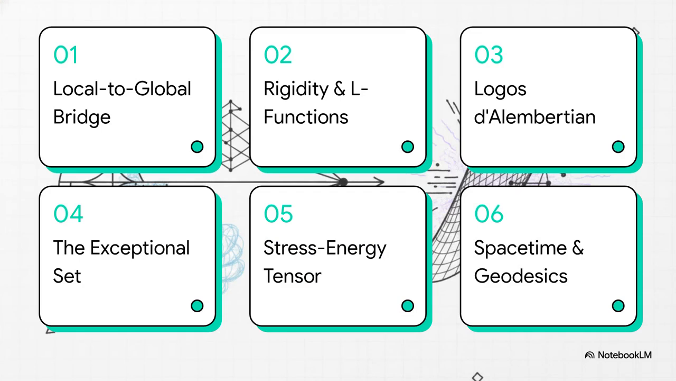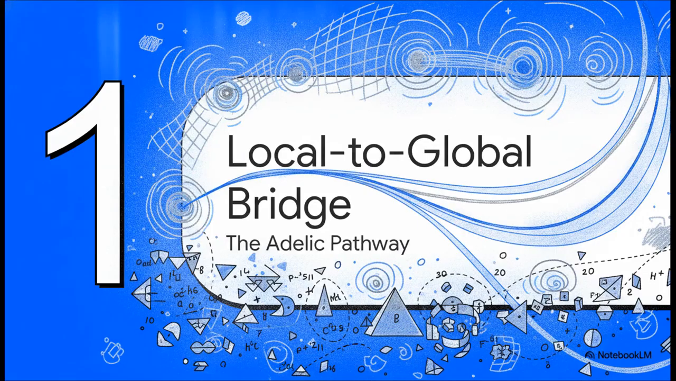Okay, so here's our roadmap for today. We'll be moving through 6 key sections, zooming all the way out from microscopic, local algebraic primes, right up to macroscopic gravity and emergent spacetime. Let's jump into Section 1, the local-to-global bridge.